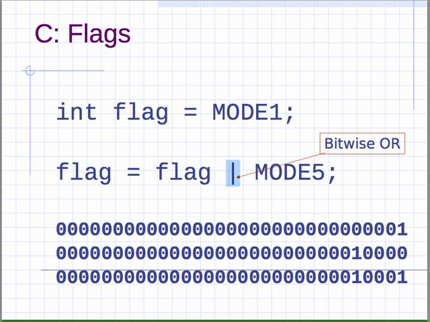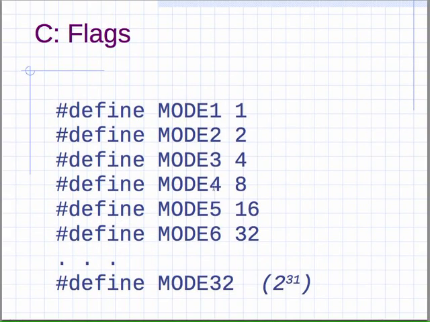Okay, so this is called a bitwise OR. So how does this work? Let's say we have mode 1 and mode 5. Let me go back and look in here. Mode 5 is not 5. Mode 5 is 16. It's 2 to the power 4. So be careful with that. Mode 5 does not mean 5.